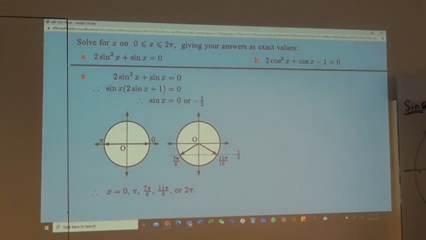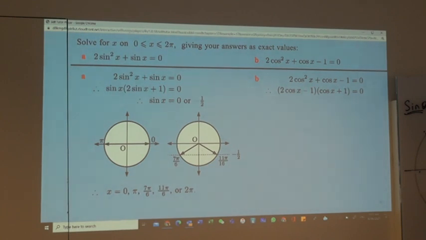In part B, the equation is a quadratic equation in the variable cos x. Compare it with this form, where cos x has been replaced by x. We can solve the quadratic equation by factorization to find cos x. We write 2 cos squared x as 2 cos x times cos x. Then find two constants with product minus 1 and which will give the correct middle term cos x. The left-hand side is now a product of two factors. By the null factor law, one of these factors must be 0.